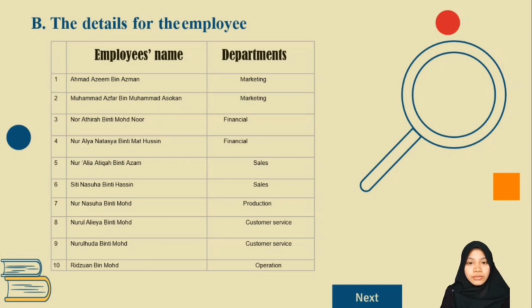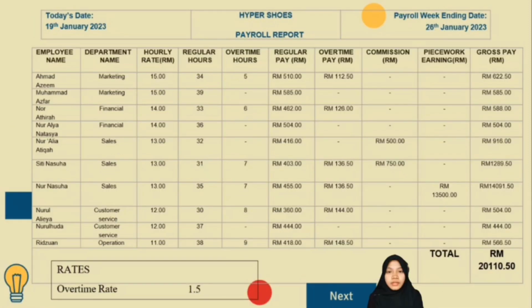Seventh is Noor Nasuha binti Muhammad as production. Eighth is Noorul Alya binti Muhammad as customer service. Ninth is Noorul Huda binti Muhammad as customer service. Lastly, Rizwan bin Muhammad as operations.